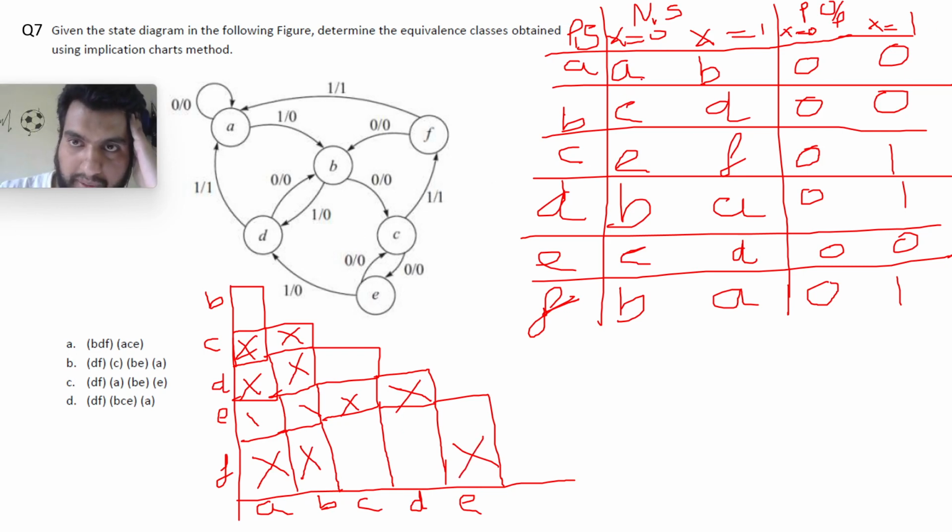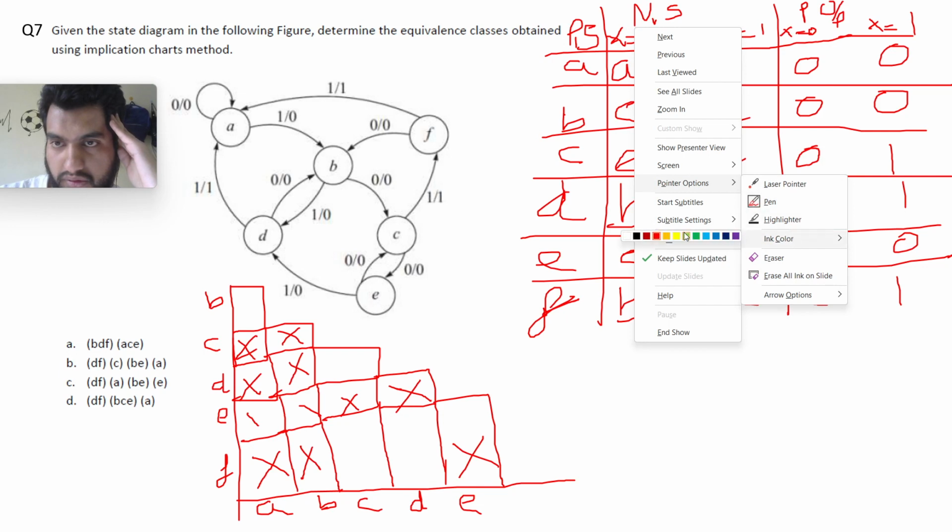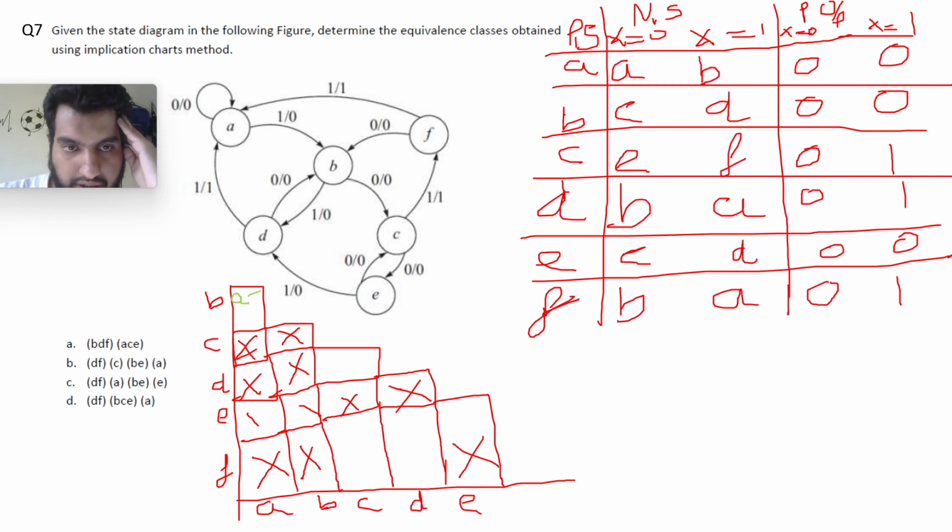Now we have to look at A and B. They have the same outputs. When will they be equivalent? When A is equal to C. Let me mark it with a different color. So A and C and B and D should be equivalent. When are E and F equivalent? When C is equivalent to B, and A is equivalent to D. So A and E need to be checked. A and E: A equal to C and B equal to D.